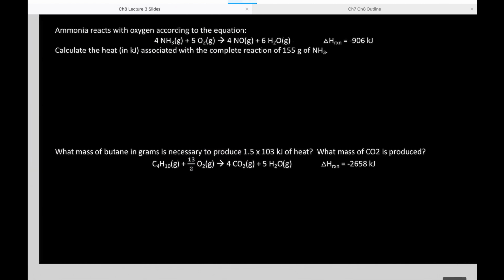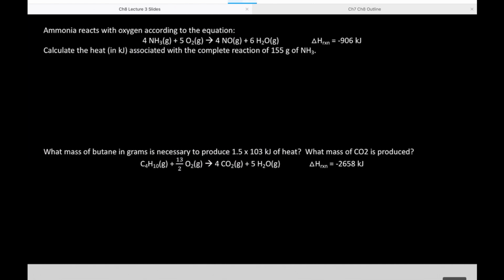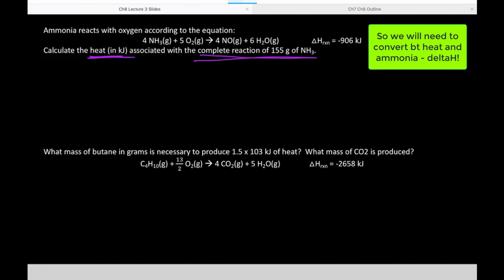And that's the differentiation between the two. So if we're looking here and we're doing a problem together, these are your skill builders. It says ammonia reacts with oxygen. Calculate the heat associated with the completed reaction of 155 grams of ammonia.